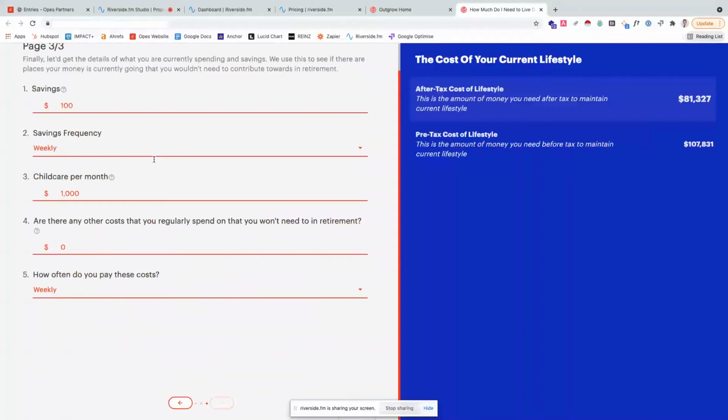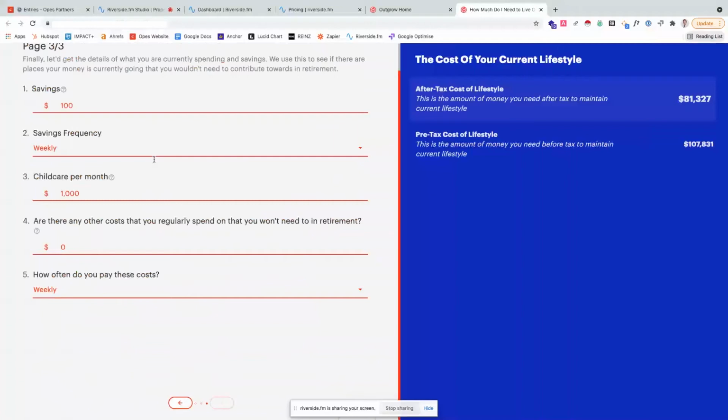No, nothing else. Okay, so we said that your household is 150K pre-tax. That's what you currently earn. And what we've calculated now is what is the cost of that lifestyle after tax. So how much money are you actually spending per year to fund your lifestyle? Not including savings, not including childcare. And it's about $81K, $81,327 after tax.